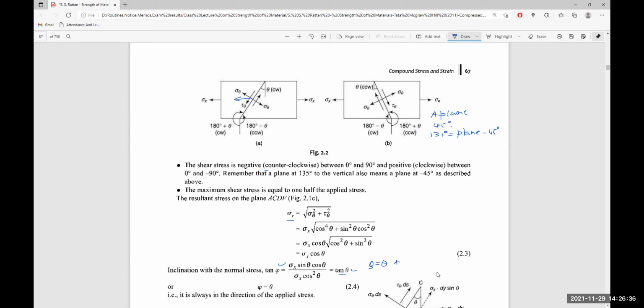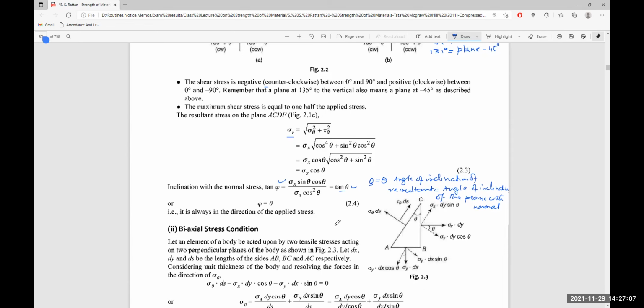The angle of inclination of the resultant is equal to the angle of inclination of the plane with the normal. So it is always in the direction of the applied stress itself.